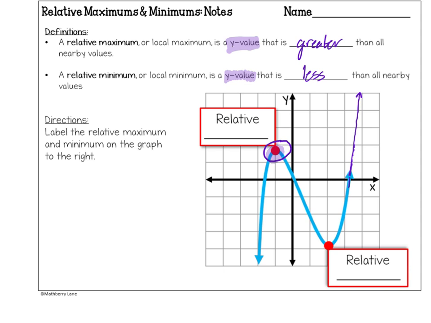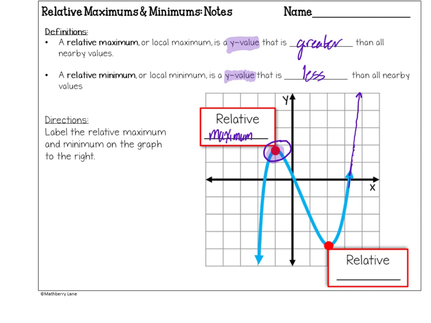So relative means in the relative area. I know there's another word, but I can't really think of it. So in this general area right here, this is my highest point. So this is a relative maximum. I don't remember if the next screen goes over where the points are on this or not, so we won't talk about that yet.